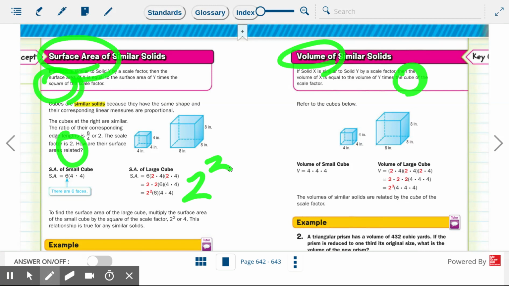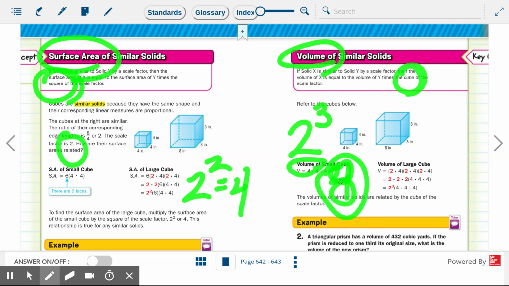In the next one, the scale factor is also 2, but since this is volume, you have to multiply it by the scale factor cubed. So this one would be multiplied by 4, and this one would be 8. Nice. That's actually a 4. It would actually be 8. So the basic idea of this whole lesson is you square the scale factor for the surface area and you cube the scale factor for volume.